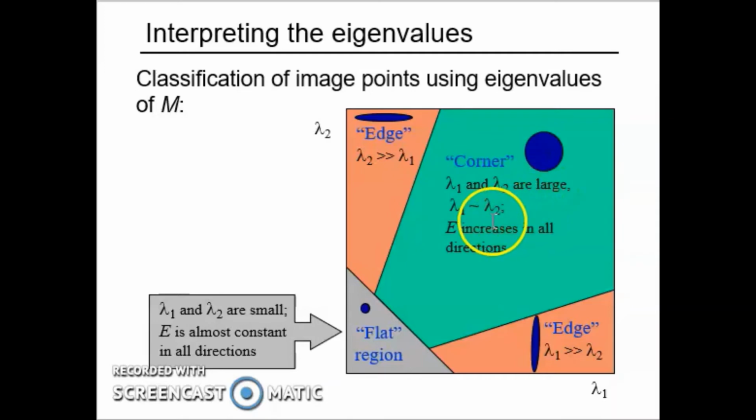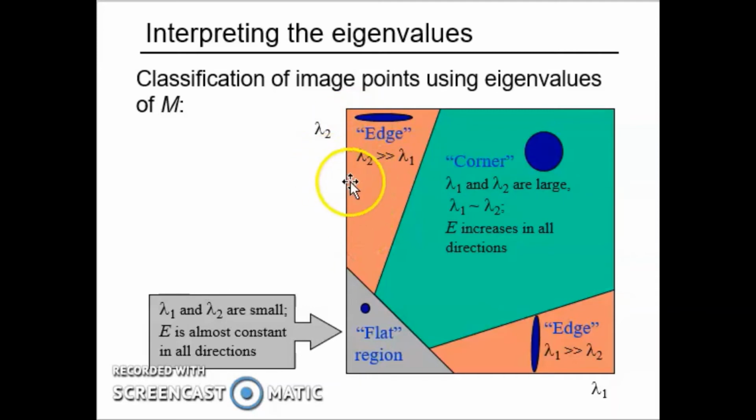In this case, the value of E, which is the energy of a corner, increases in all directions. Well, if we have the two eigenvalues giving us very small magnitudes, then we can easily say that E is almost constant in all directions, and there is no significant change as we move horizontally or vertically from that point on.